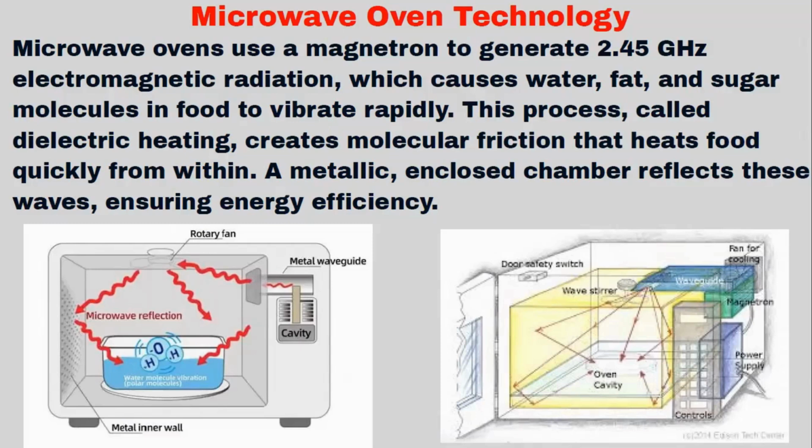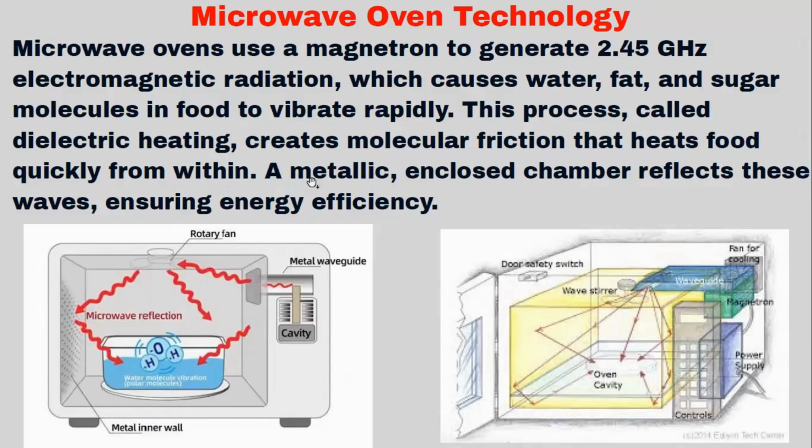So no flame, no fire. It is electromagnetic radiation, that is 2.45 gigahertz of electromagnetic radiation. We call it a microwave, which causes water, fat, and sugar molecules in food to vibrate rapidly. This process called dielectric heating creates molecular friction that heats food quickly from within a metallic enclosure chamber. That is the complete compartment where it happens, and you have to close the door every time, because the microwave should not leak outside. It is dangerous for the human body, because that microwave frequency is dangerous. That's why only when you lock the door does it operate, ensuring energy efficiency.